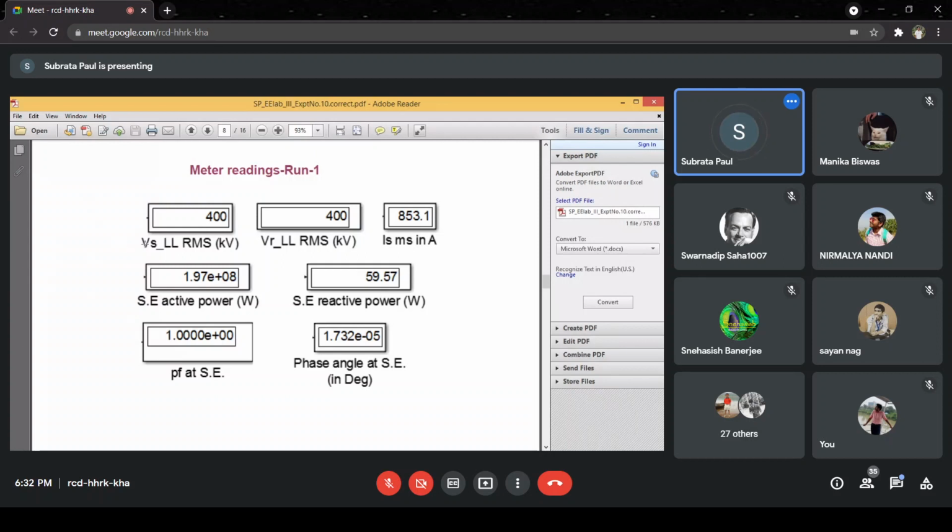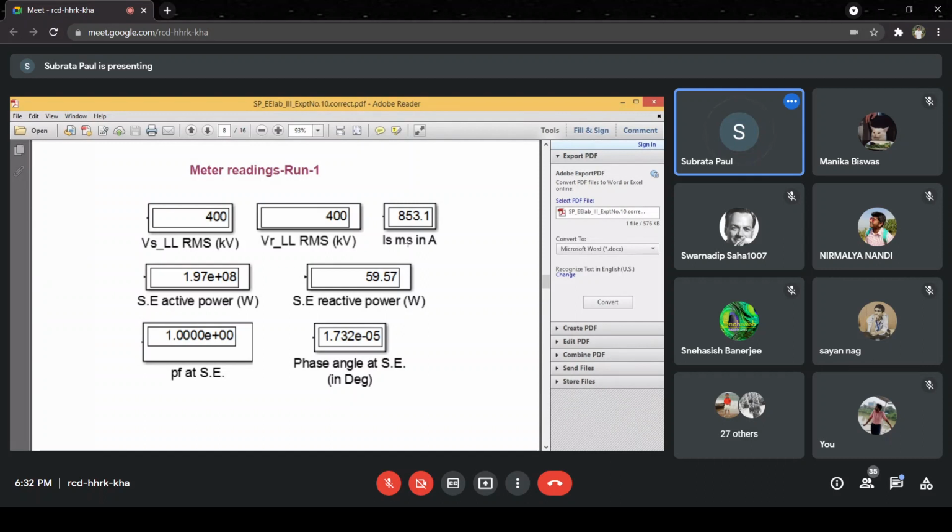You see the sending end voltage, line to line RMS value, is 400 kV. The receiving end voltage obtained is also 400. Why? This is the SIL condition. As I told you, the sending end voltage magnitude and receiving end voltage magnitude will be the same. This is the sending end current. Actually, this is RMS, a typing error has occurred. This is IS RMS in ampere.